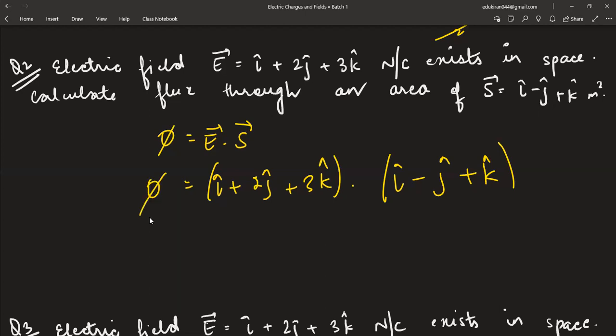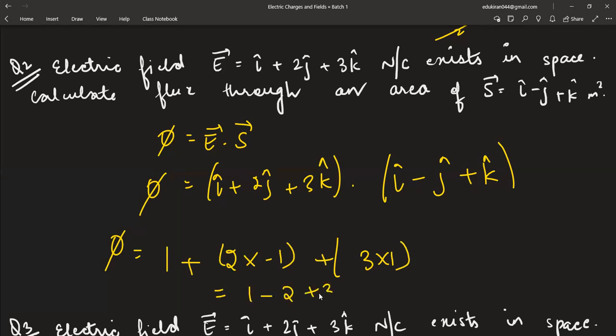So when we take the dot product, see, coefficient 1 gets multiplied by 1. So it becomes 1 plus, the next coefficient of j cap, 2 multiplied by minus 1, right? Plus 3 multiplied by 1. So this is 1 minus 2 plus 3. So 3 minus 2 is 1, and 1 plus 1 is 2. So this will be 2 Newton meter square per coulomb. Write it.